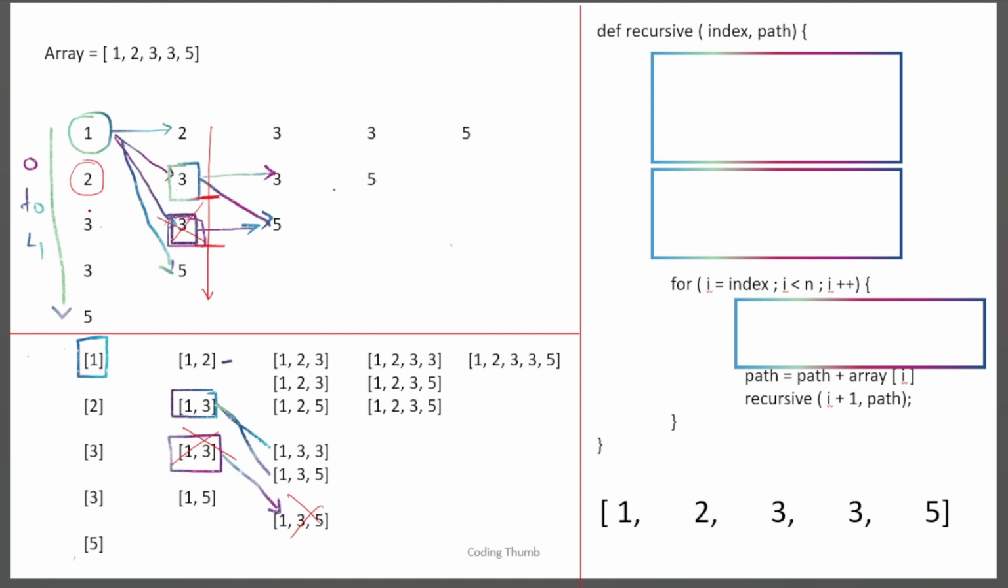We explore all the paths for 2. Then we explore all the paths for 3, which is 3, 3, and 5. So we get 3, 3, 5. We get 3, 5. Now, when we get to this 3 here, we explore all the paths and we see that we are getting a duplicate 3, 5. So we have to avoid this particular duplicate. So we have to avoid this 3.